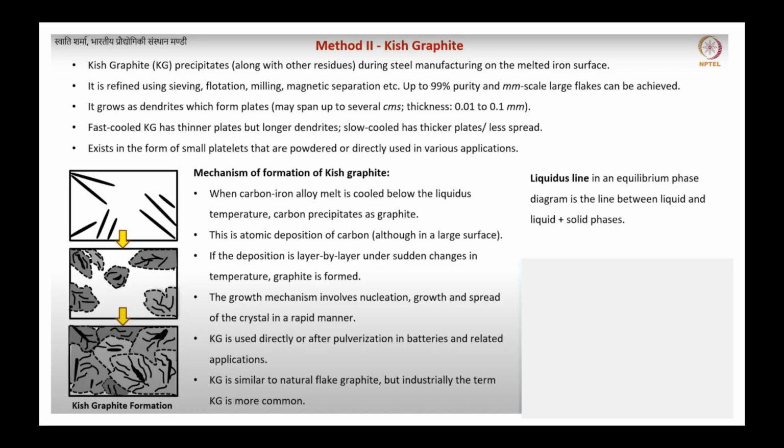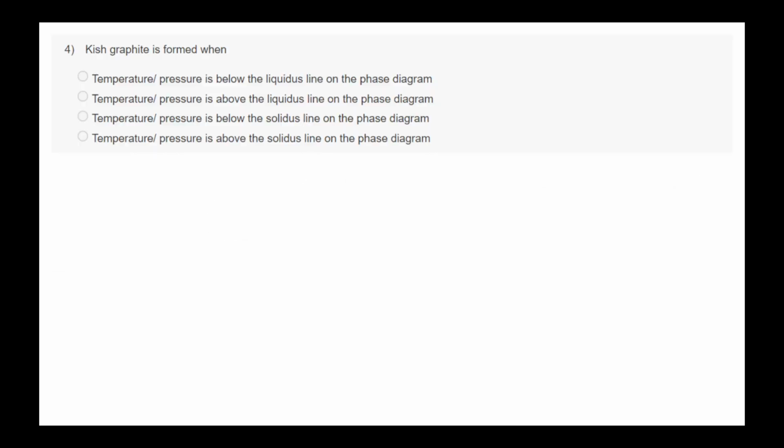So now, the liquidus line in the equilibrium phase diagram is the line between the liquid and the liquid plus solid phase. So this is the liquidus line. So I hope this is clear, where it forms, below or above the liquidus temperature. Now you can give me the answer for this question. It's very simple now.